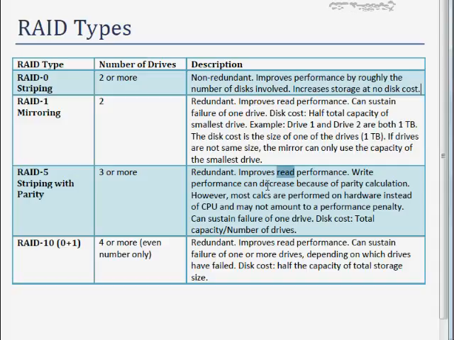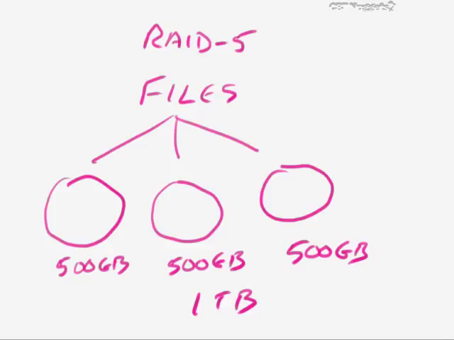The write performance can decrease, like I said, because of the parity calculation, although much of the time nowadays that's not as big of an issue as it used to be. Again, most of the calculations are going to be performed on hardware instead of your main CPU. Also, as I said, it can sustain a failure of one drive, and the disk cost is the total capacity divided by the number of drives. And so then to illustrate this here with RAID 5, what would be going on with this is, again, maybe I have my files, now I have my 3 drives, and you can have 3, 4, 5, 10, however many drives you have room for or connections for.